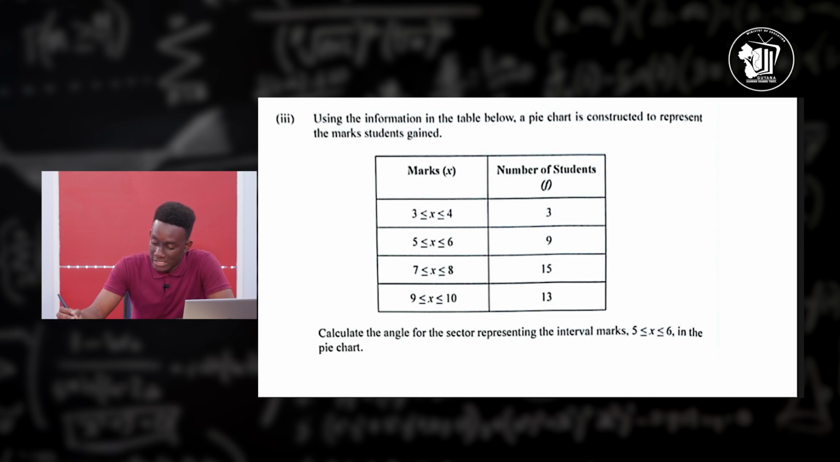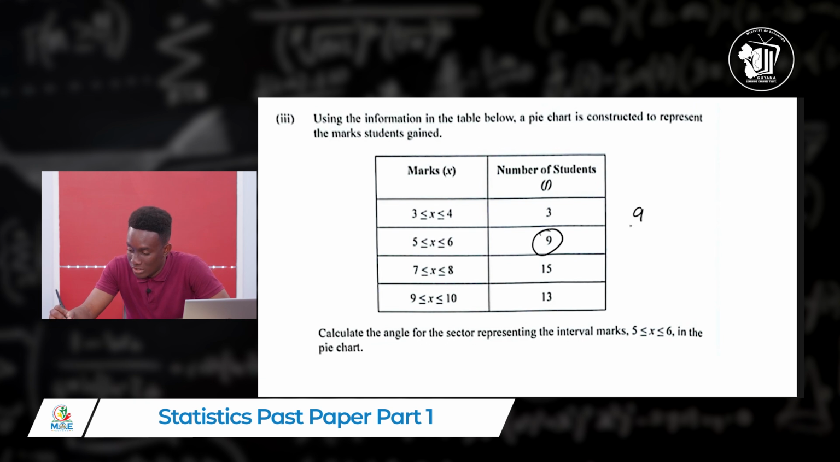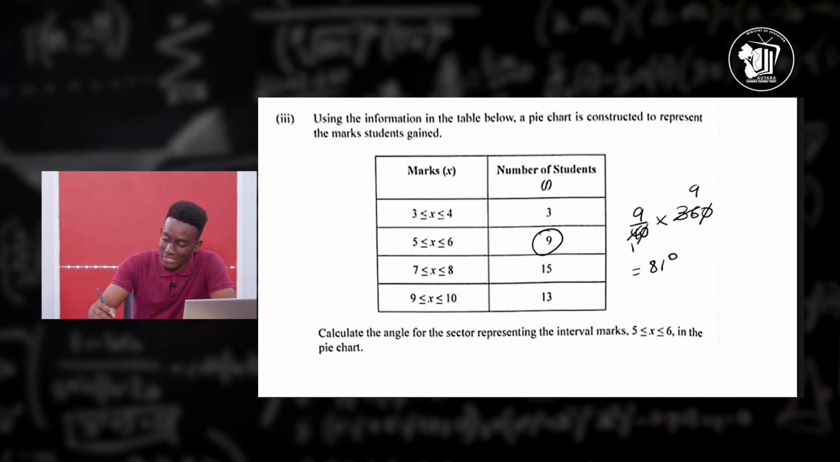So let's find out what the angle is. We know the total number of degrees in a pie chart, or in a circle, is 360. So this will be 9 over 40, since we had a total of 40 students who took the test, multiplied by 360. This 0 will go with that 0, 4 into 36 is 9, and 9 times 9 is 81. So 81 degrees would be the angle for the sector representing this interval.